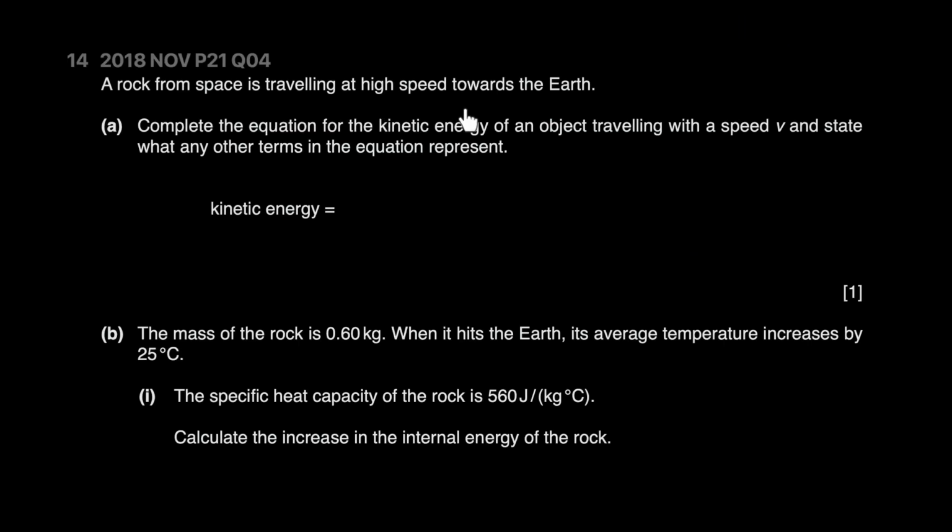A rock from space is traveling at high speed towards the planet. Complete the equation for the kinetic energy of the object traveling with a speed of v and state what any other terms in the equation might represent. Well, that's kind of a silly question, isn't it? The kinetic energy is given by half mv squared, where v is the velocity. They've already defined it, and they're asking us to define any other term used in the equation. So m is the mass of the rock.